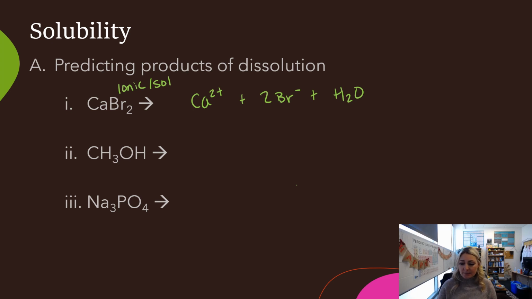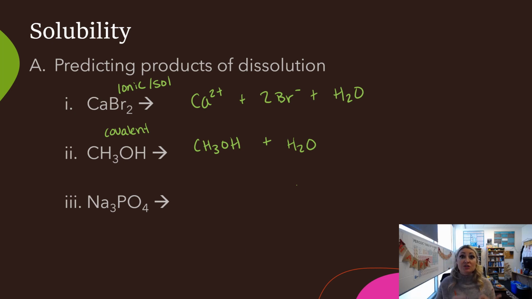Looking at our next substance, this is a covalent compound, okay? And covalent compounds are not going to dissociate in water. So we would expect this to stay intact. There's no separation of ions because there's no transfer of electrons. So we expect this to remain as a single unit in the presence of water. So we include water in there as well.